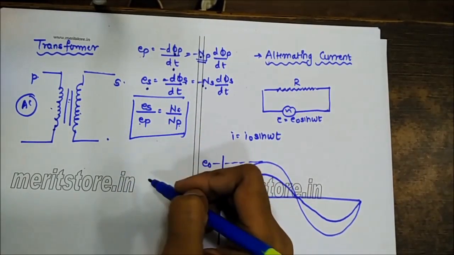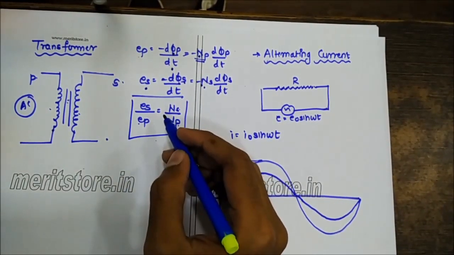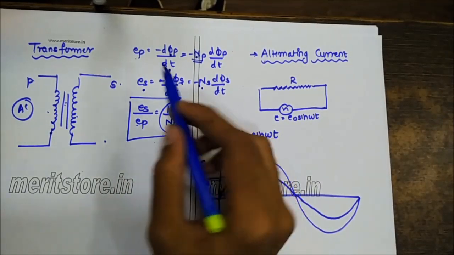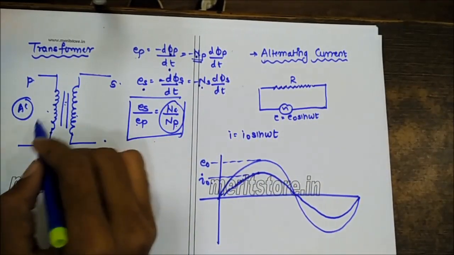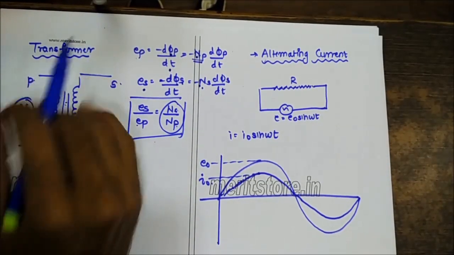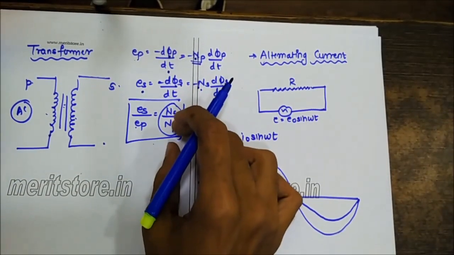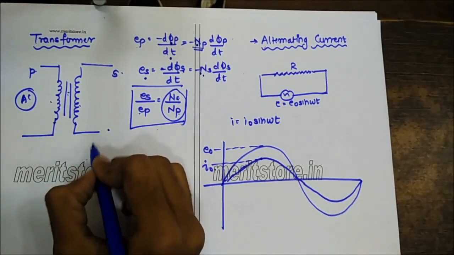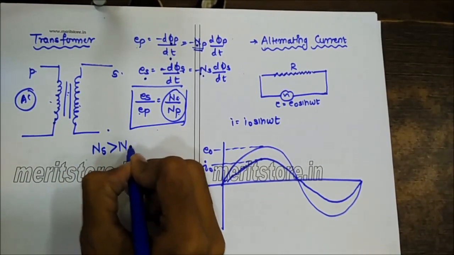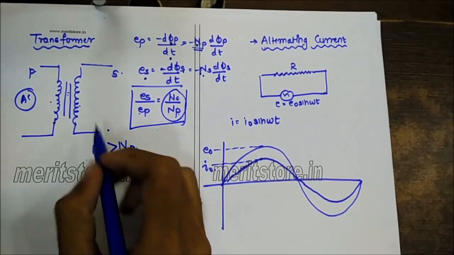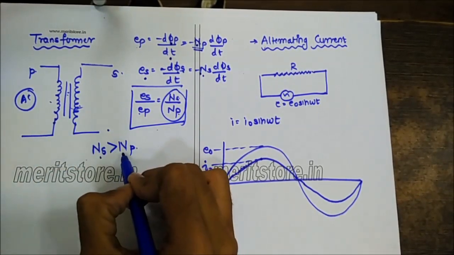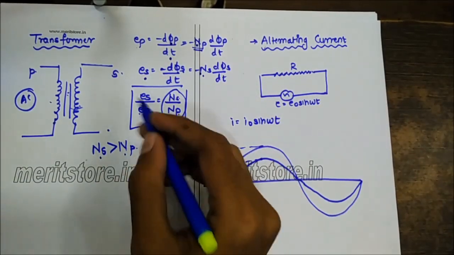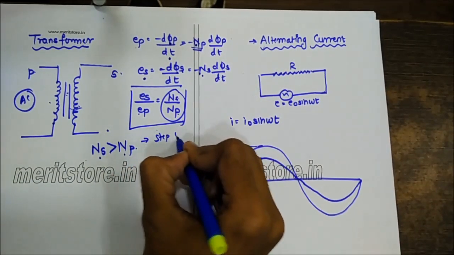This is called the transformer equation, where NS upon NP is called the turns ratio, that is the number of turns which we have done to both the primary as well as the secondary coil. On this basis we define whether a transformer is a step up or a step down. If NS is greater than NP, that is the number of turns in the secondary coil is greater than the number of turns in the primary coil, then it is called a step up transformer.